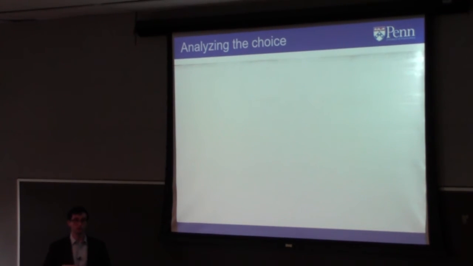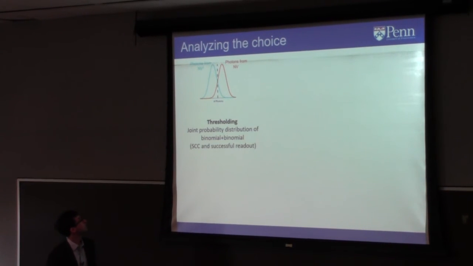We have our spin-to-charge conversion process, which is not perfect. There's some probability that it succeeds. And then you have your readout. So again, just to bring that up, we have thresholding, where you have to write down a joint probability distribution of a binomial, which is your spin-to-charge conversion, and your readout, which is did you successfully identify NV minus.